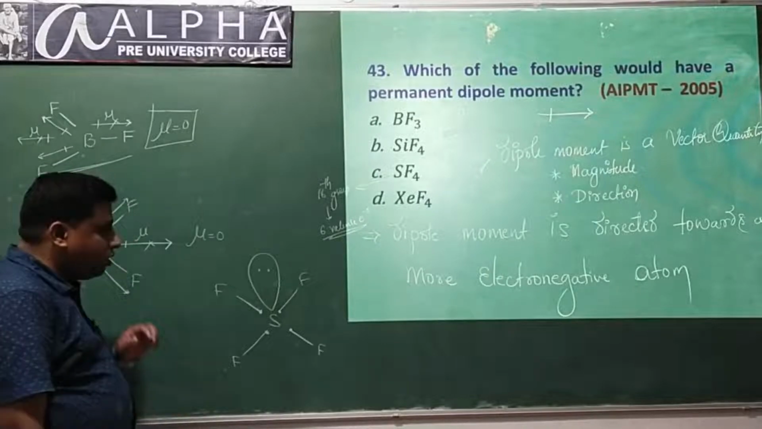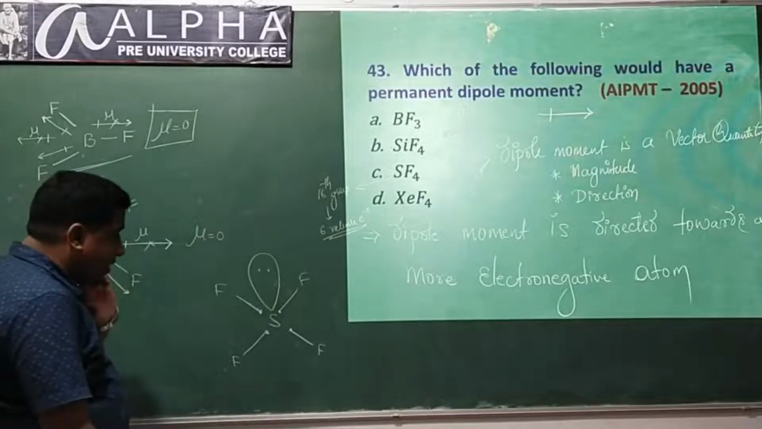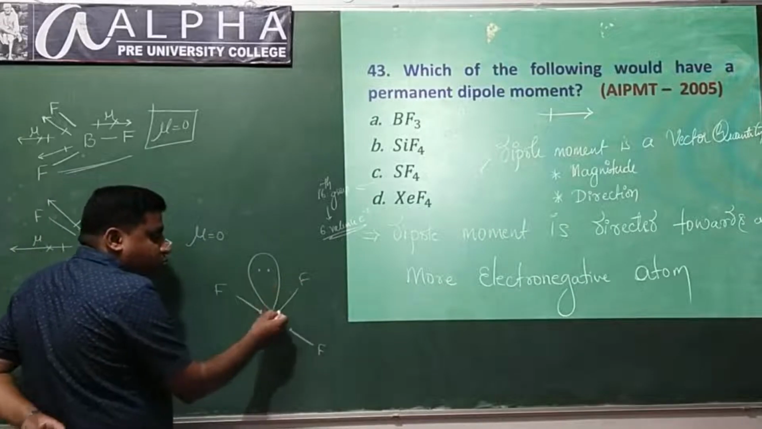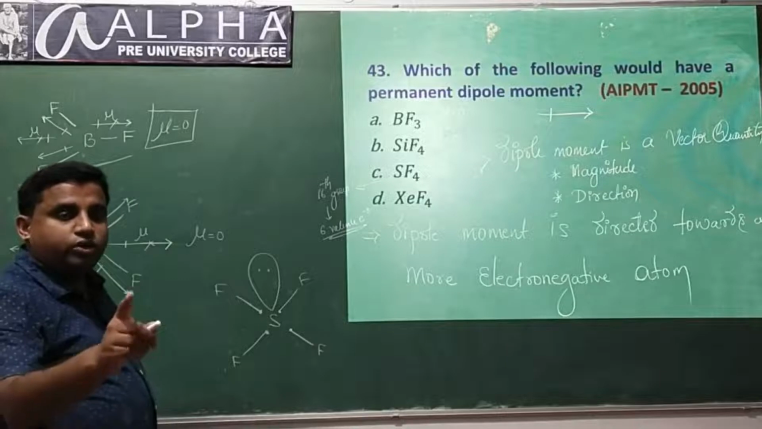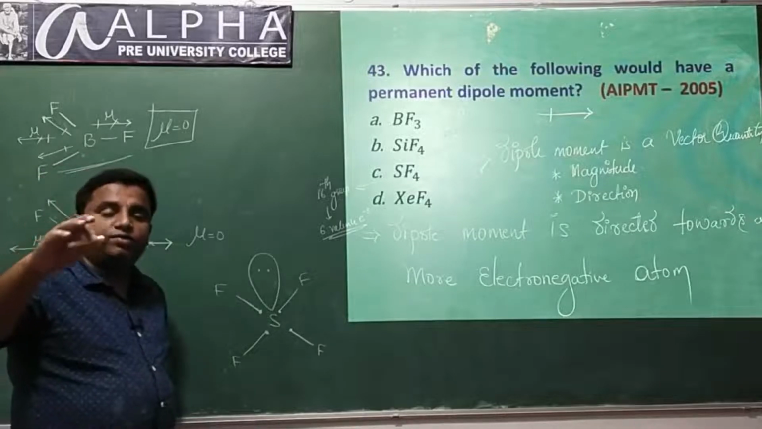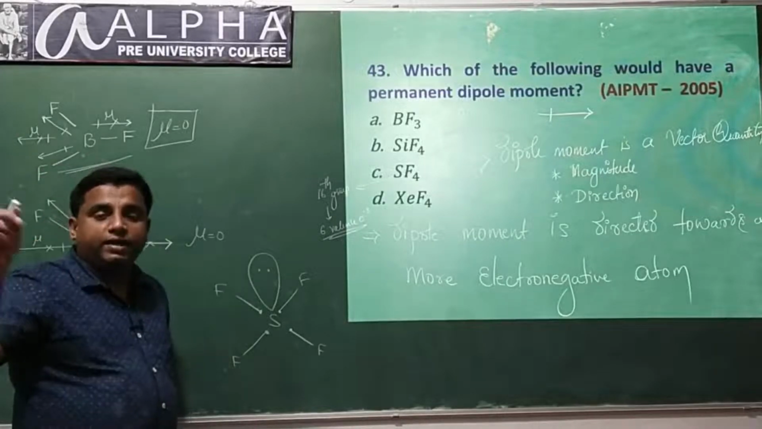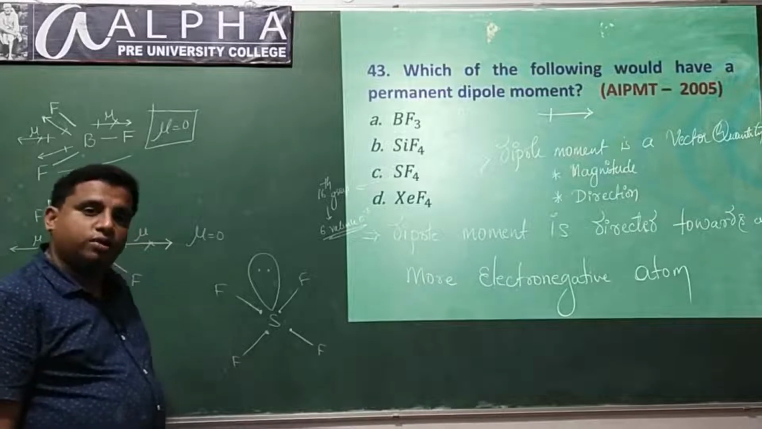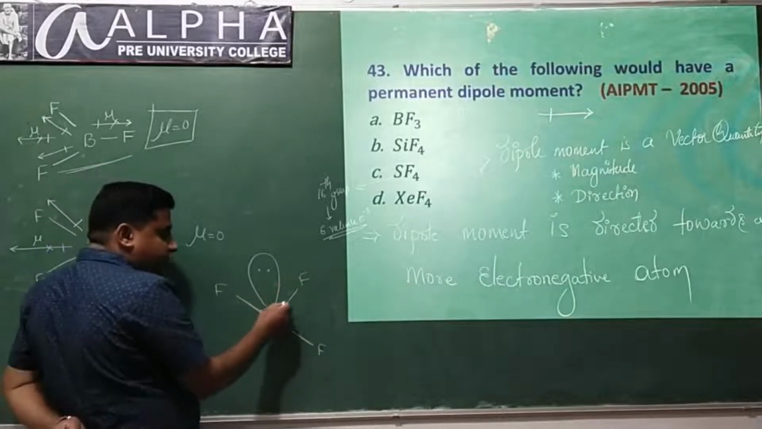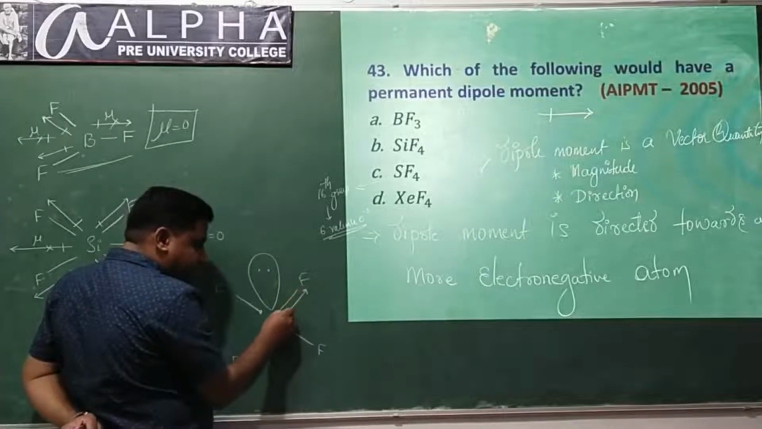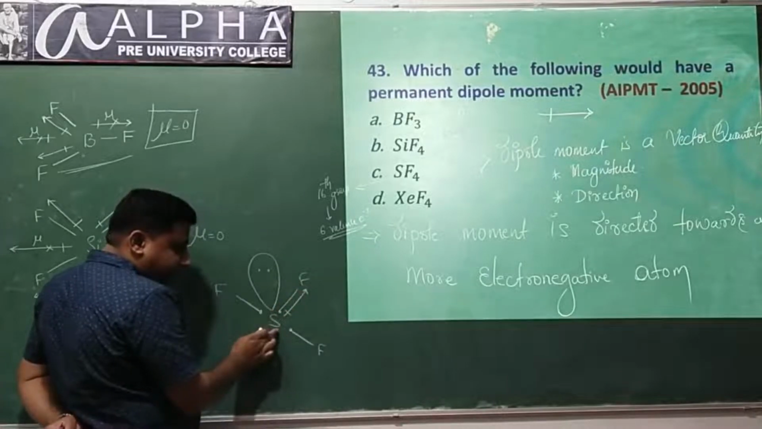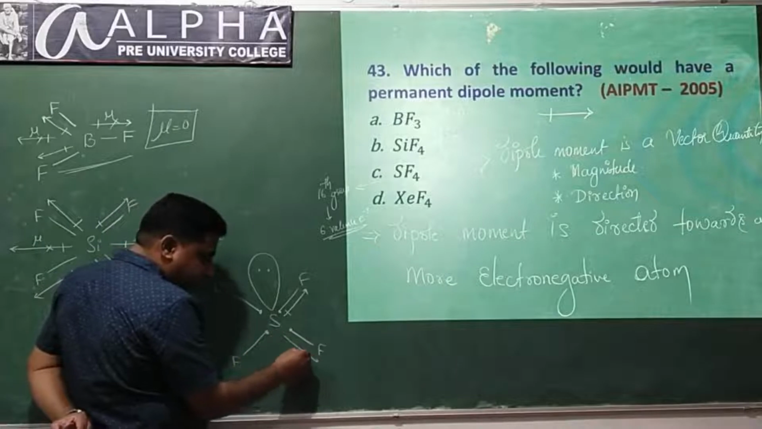Now what is the dipole moment? Here fluorine is again more electronegative. Fluorine is the highest electronegative element of all the elements in the entire periodic table. Do you agree with my point? Yes. So fluorine is more electronegative than sulfur. Hence the dipole moment will be in this direction.